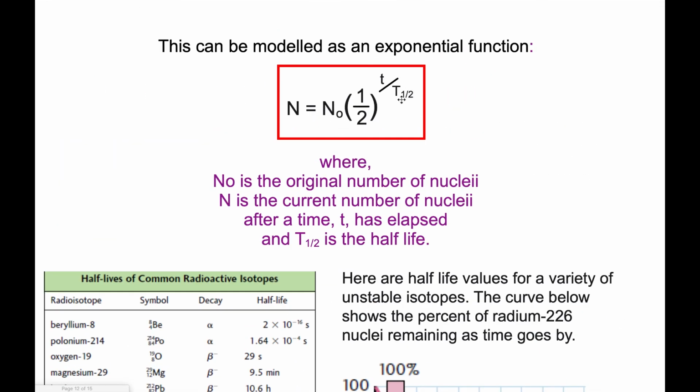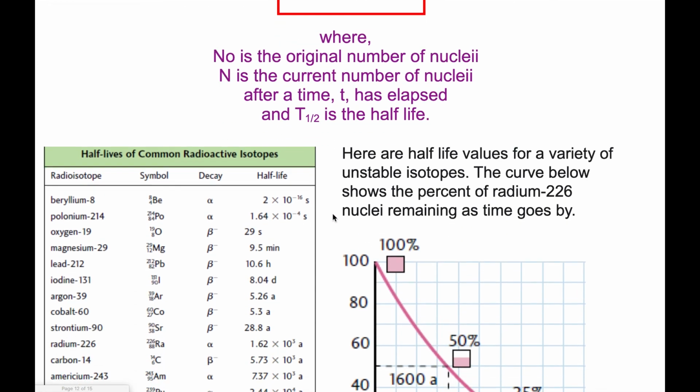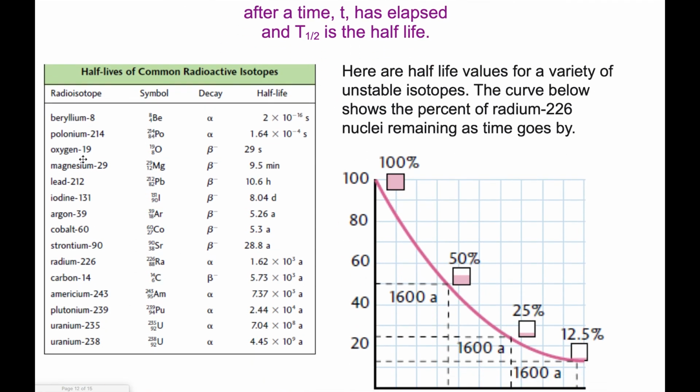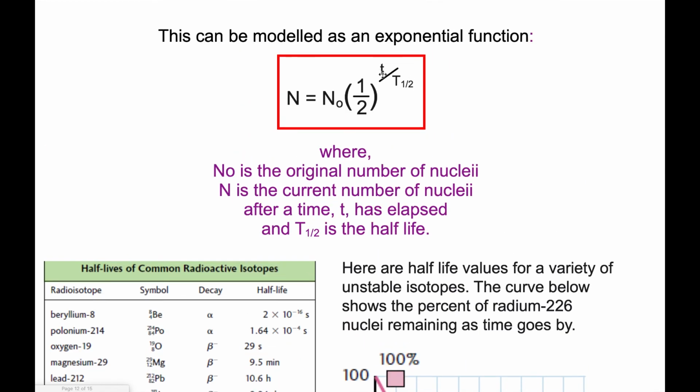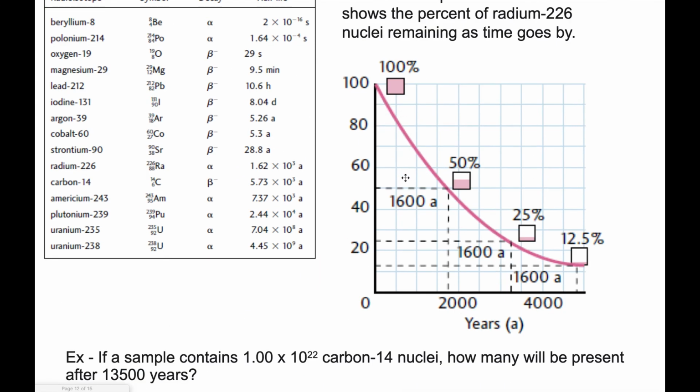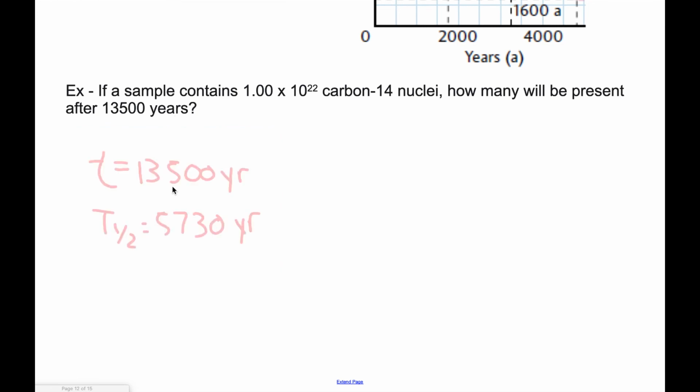The half-life of carbon-14 is something we can actually find on this table. So we look for carbon-14, there it is, and the half-life is 5,730 years. Now we're also given T, the total time that has elapsed. So here are our givens in the problem. We've got a total time of 13,500 years, and we've got a half-life, T 1/2, of 5,730 years.